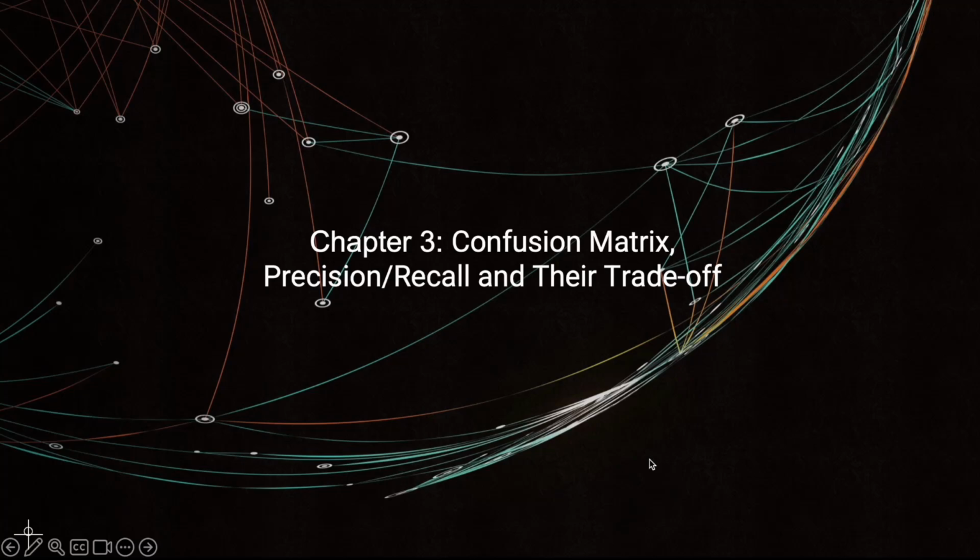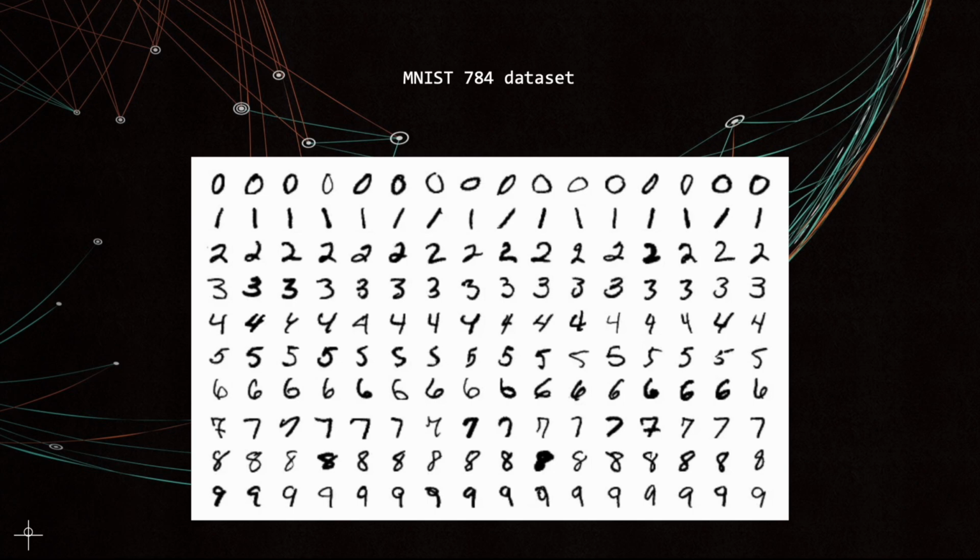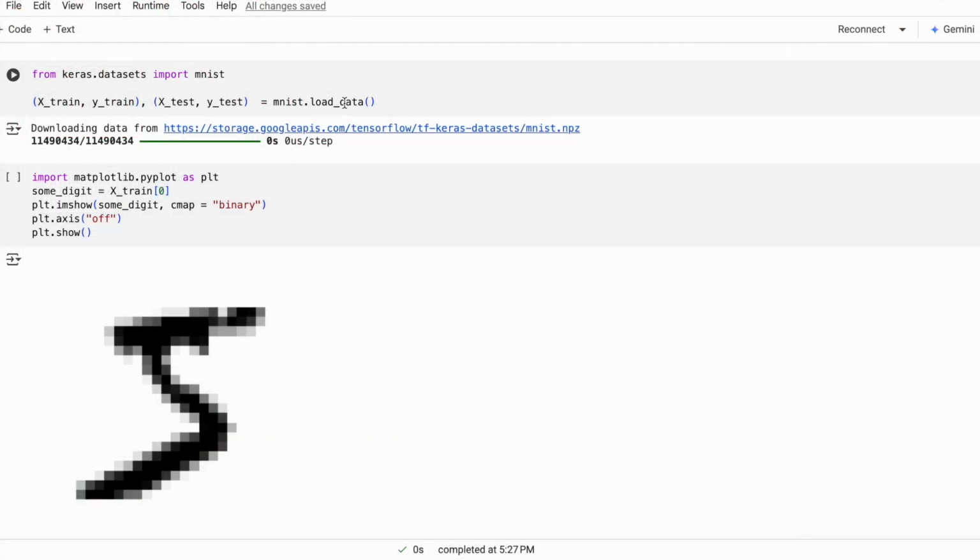In this chapter, we are going to explore classification in machine learning. The MNIST dataset contains 70,000 handwritten digit images. This dataset is widely used by many classification algorithms to test their performance. Let's load the data into memory and check it out.